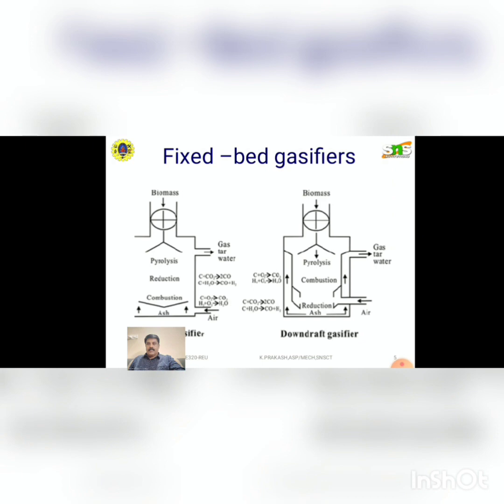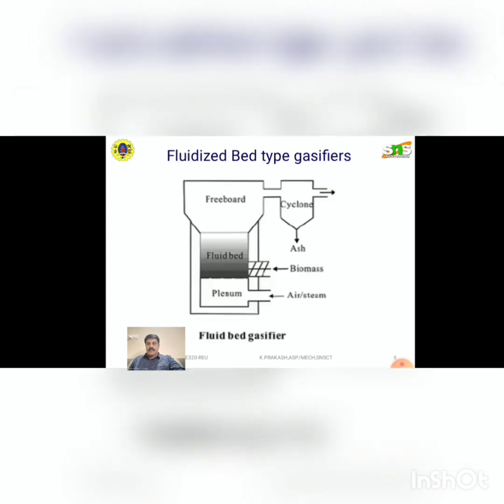A recently developed downdraft type gasifier is given here. In this, we can see the different zones: the pyrolysis zone, the combustion zone, and the reduction zone, where the biomass and the air are entering from below and the gas is leaving from the upper surface. Now let us discuss the fluidized bed gasifiers.